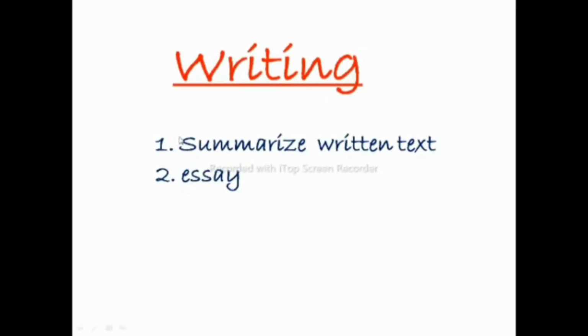Moving to the second module, which is writing. In writing there are only two types of activities. First one is summarize spoken text and the second one is essay. In the case of summarize spoken text, you get a passage of 800 to 1000 words, and from this passage you have to pick only 3 important lines and convert them into 60 to 65 words. You have to remember you don't exceed 70 or 75 words.